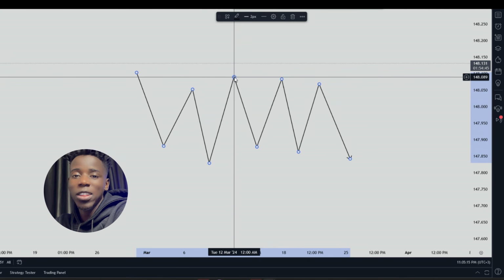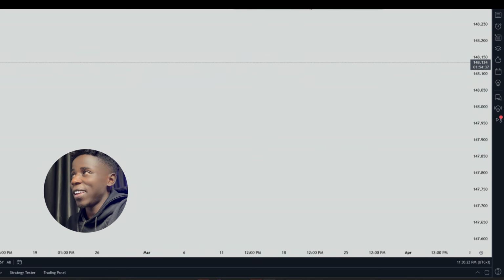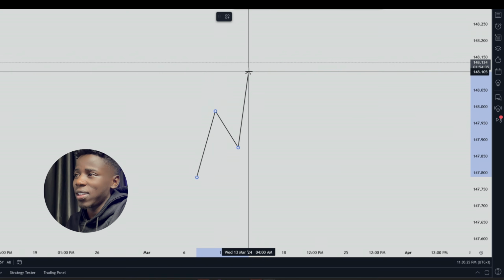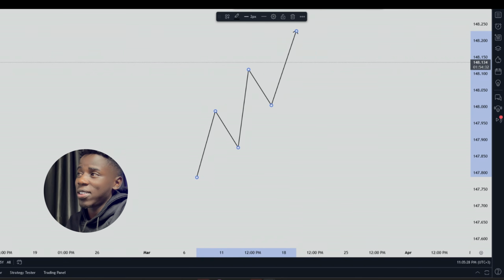And how do you know that the market is in an uptrend or in a downtrend? This is how you get to know. When the market is making a high, let's say high low, high low, high, this is an uptrend.